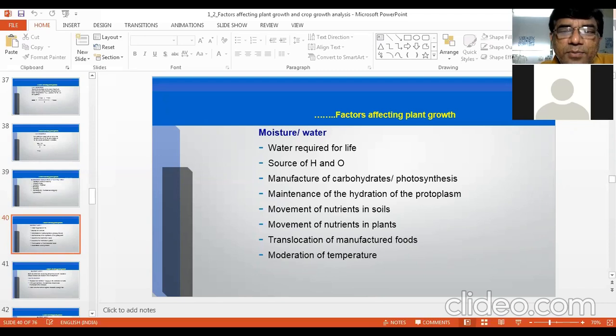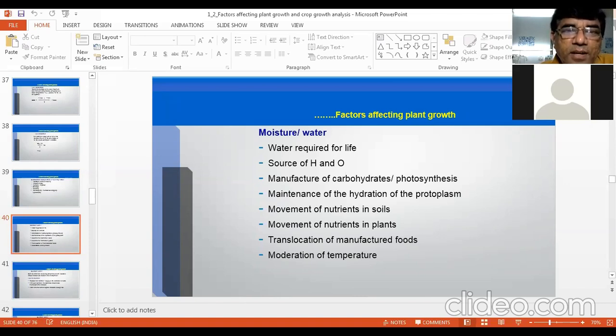Maintenance of hydration of the protoplasm. If your protoplasm dies, your cell dies. So it is necessary for hydration of the protoplasm. Movement of nutrients in soil. You will study in the next semester, in soil fertility and nutrient management, how nutrients are made available to the plant roots with the help of water. Then translocation of manufactured food within the plant system: it moves through water in liquid form.